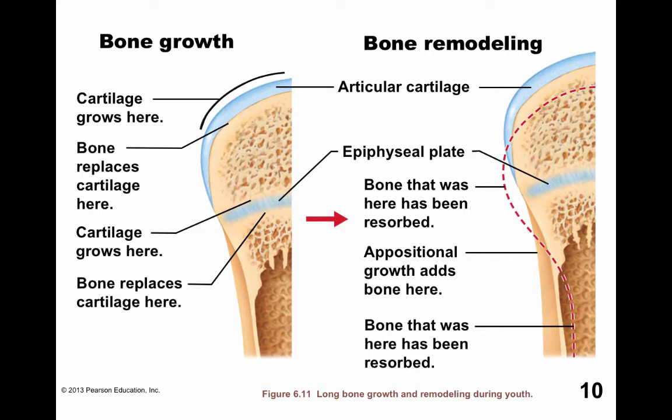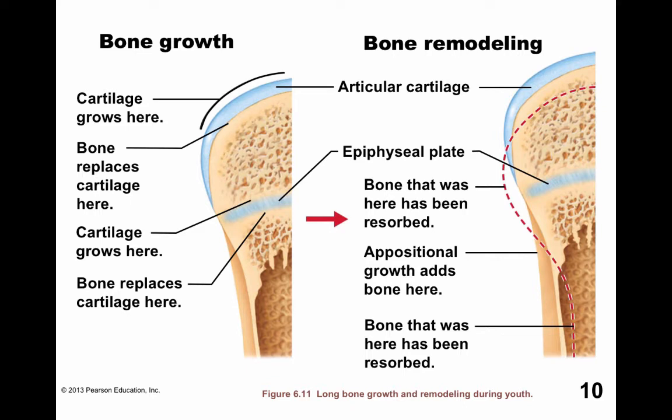On the left-hand side, if you look up towards the top, you can see that the cartilage is growing towards our articular cartilage surface, right? And bone replaces cartilage in that area. You can also see at the epiphyseal plate that cartilage is growing there, and then towards the diaphysis, the bone is replacing the cartilage. So that's how longitudinal growth happens.